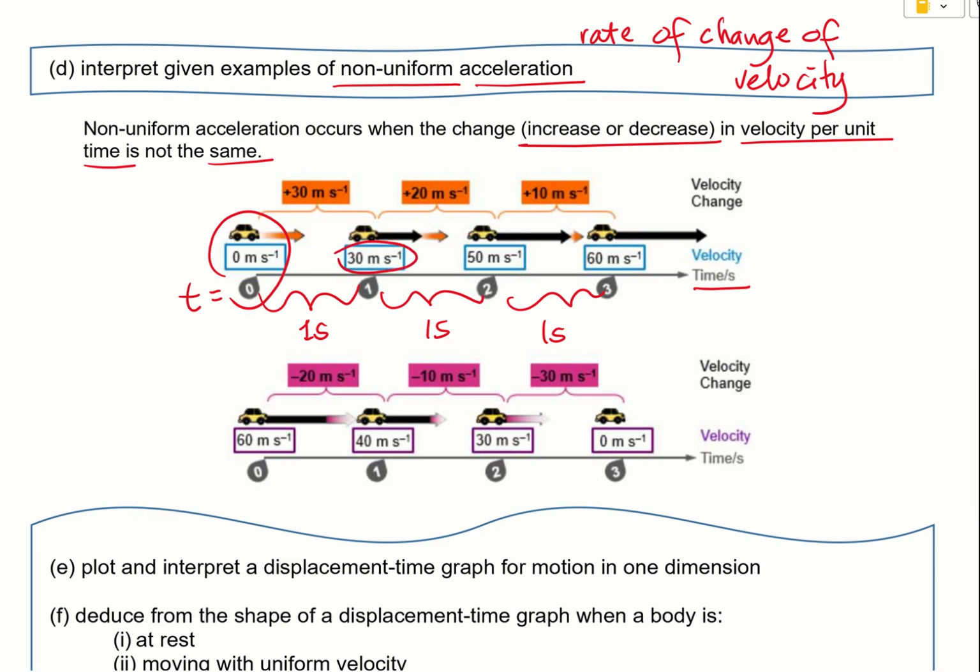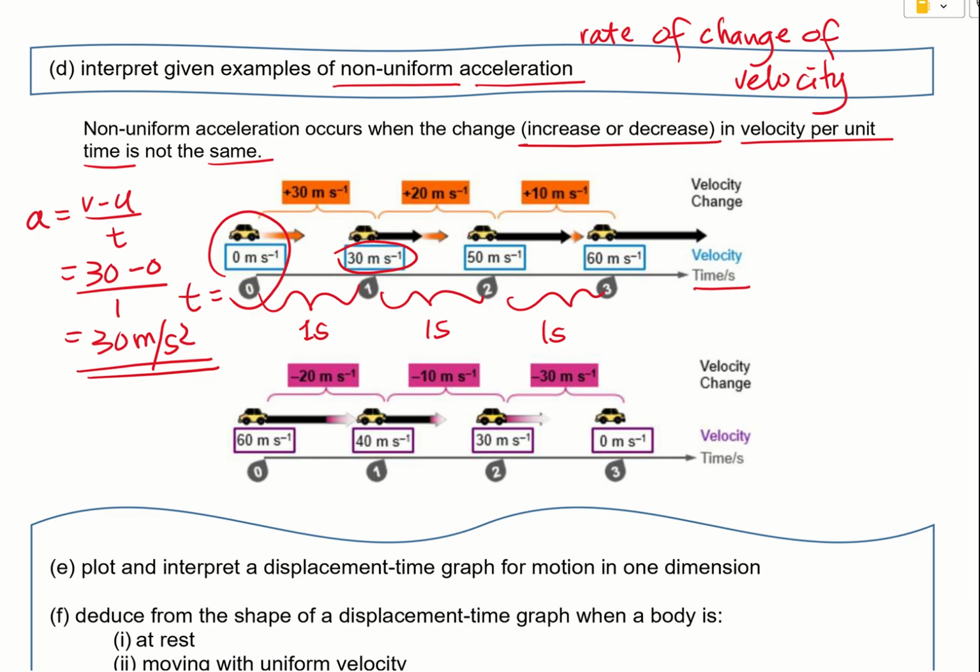Now, after 1 second, the velocity becomes 30 meter per second. So if I were to use this time frame of 1 second to calculate the acceleration, a equals v minus u over t, I will get 30 minus 0 over 1, so it will be 30 meter per second square. So this value of 30 meter per second square tells me if the car is going to continue with this acceleration, every second the speed or velocity will increase by 30.